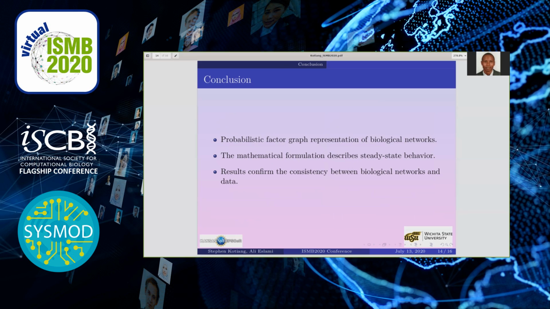In summary, we explored a probabilistic factor graph representation of biological networks and applied message passing inference algorithm to investigate the allowable stable states of biological networks. In addition, we tested the consistency and robustness of our method in predicting steady state of genes against experiment data. These findings reveal that the state-of-the-art gene regulatory networks considered are strongly supported by the experimental data.